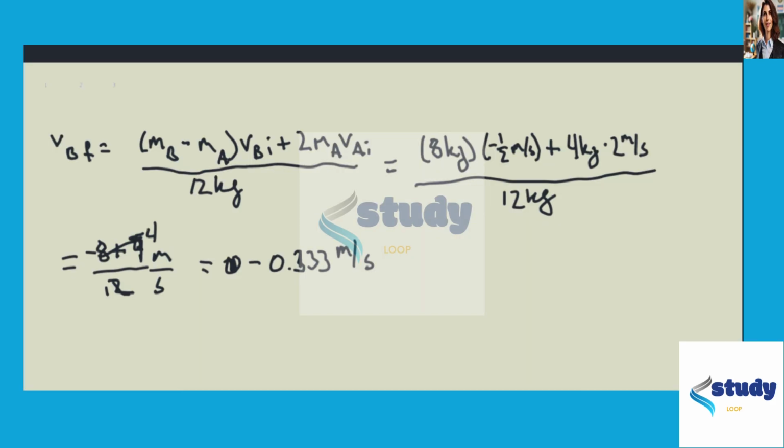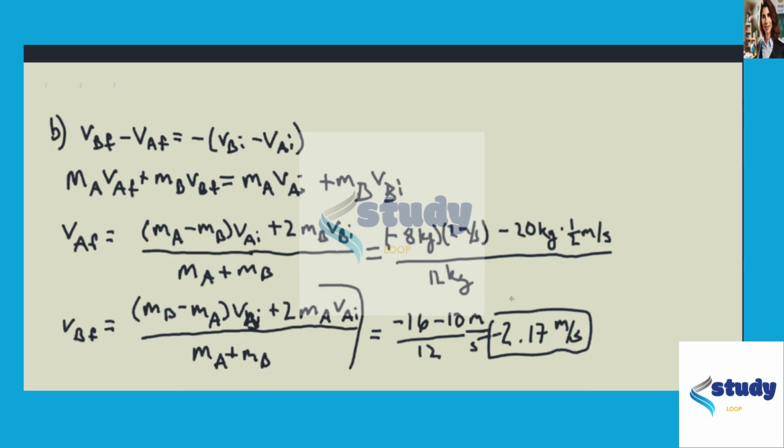Just look over that real quick to make sure I didn't do anything silly. Oh, no, yes, I did. This negative should not be here, because this is where the 4 came from and this is where the 8 came from. Sorry about that. Anyway, so B goes off to the right at 1/3 of a meter per second, and then A goes whizzing off to the left at negative 2.17 meters per second.